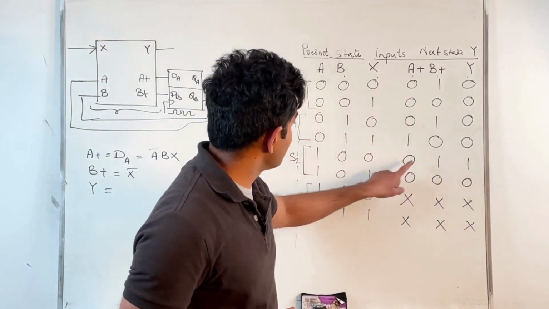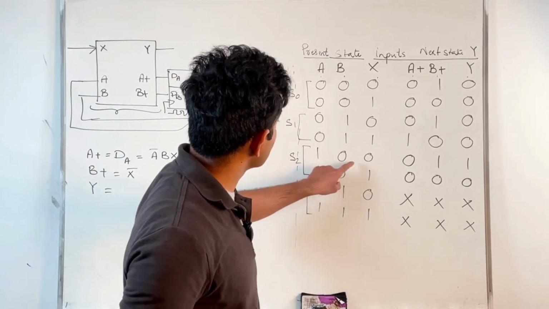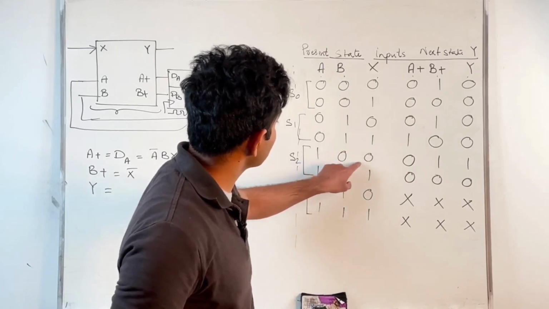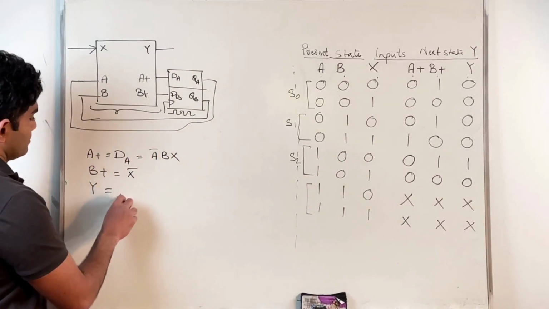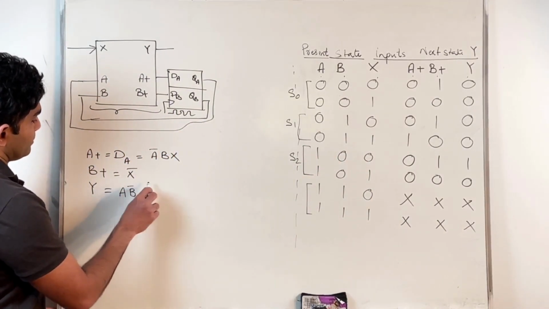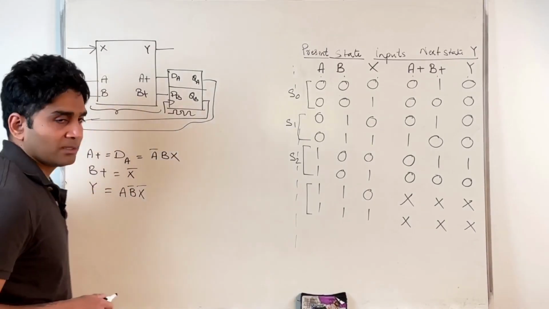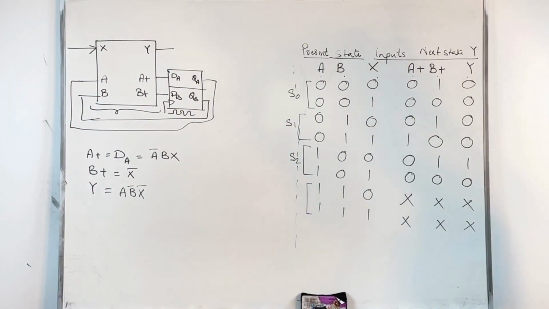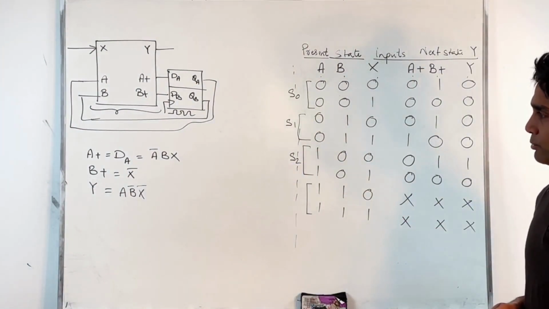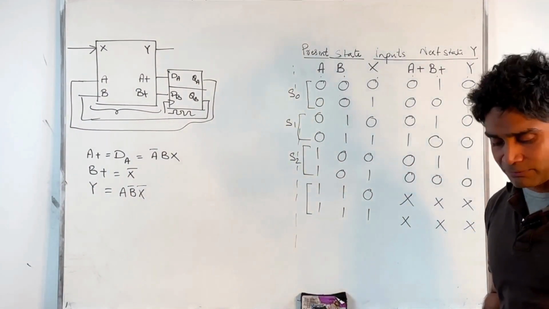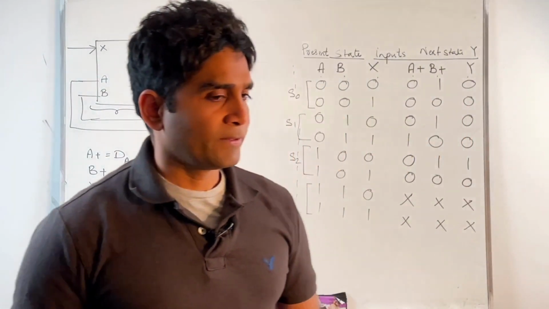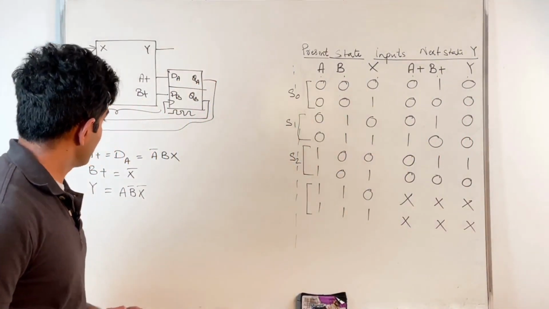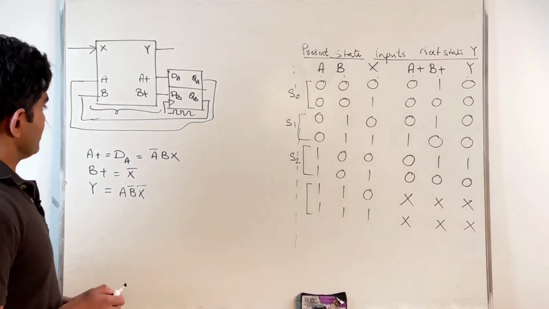Y is 1 only for this particular combination, which is 1, 0, 0. So that means A B prime X prime. I could have done it with the K-maps. That would have given me the same answer. But I just looked at the truth table in this case to derive those answers. Okay? All right. And that's it.